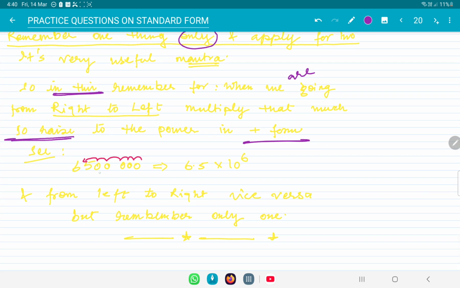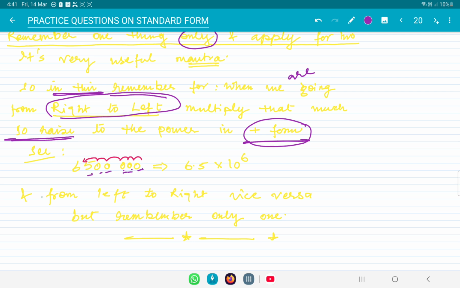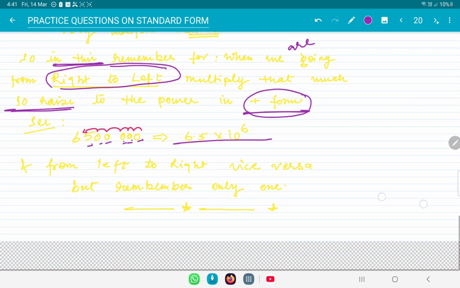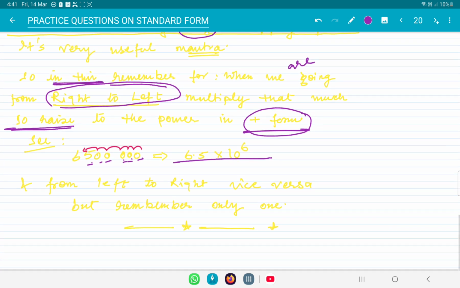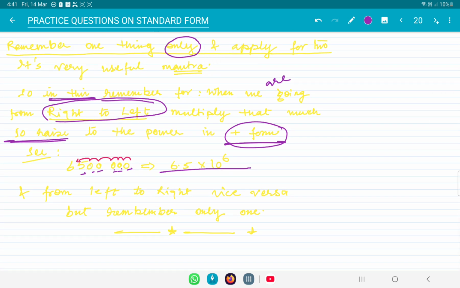See here again, if it is 6500000 and we have to write it in standard form, how will it be? We are going from right to left, and in right to left, a positive power of 10 will come. And how many steps? Steps means how many steps we are moving up to the first digit. So 1, 2, 3, 4, 5, 6. So 6.5 into 10 raised to the power 6. And from left to right, it is vice versa. But remember only one. Whichever is fruitful to you, or whichever you like, you remember only that formula.